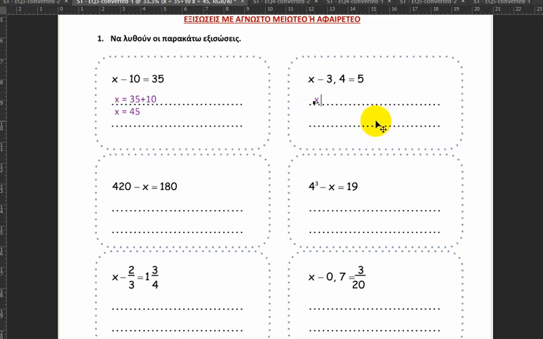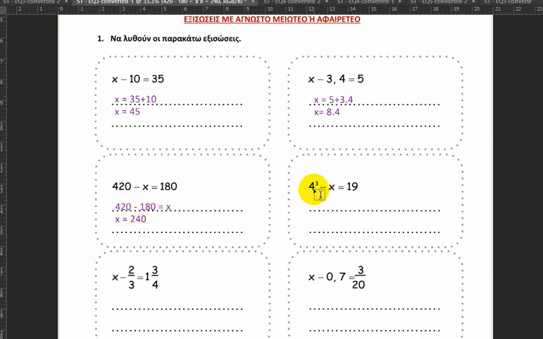Next, we have x minus 3.4 is equal to 5. Therefore, x is equal to 5 plus 3.4. Therefore, x is equal to 8.4. Next, we have 420 minus x equals 180. So we do the swap, and we get 420 minus 180 equals x. So x is equal to 240. It's 420 minus 180.